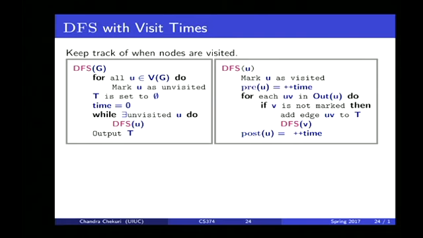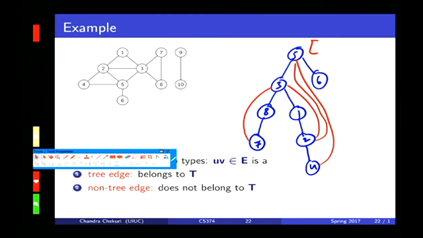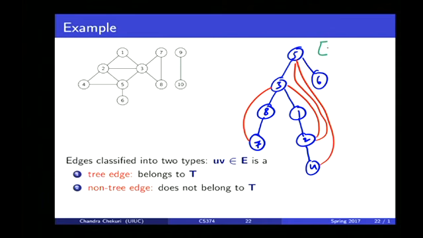If you look at the code, when we enter the call, we put the pre-visit time and increment the time. And when we finish the call for that node, we put a post-visit time. So let's do that in the same example. When we enter, I'll use a different color. It's like starting a stack. I initialize the time to 1, and the pre-visit time of 5 is 1.